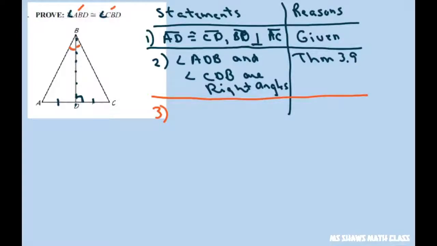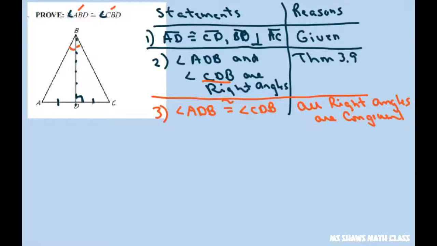Then number 3, I'm going to write that angle ADB is congruent to angle CDB, and that's because all right angles are congruent, because they're all 90 degrees, so that's congruent.